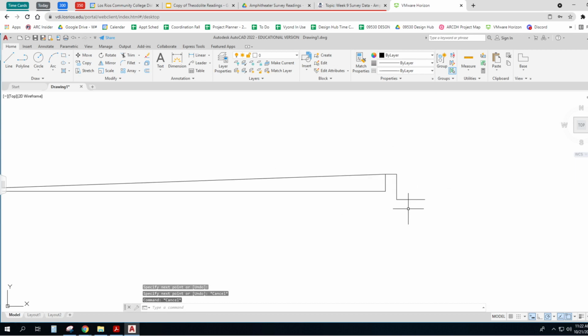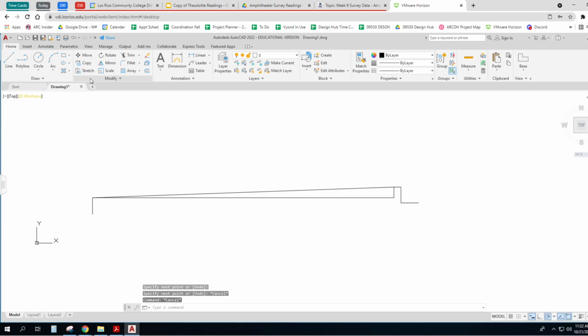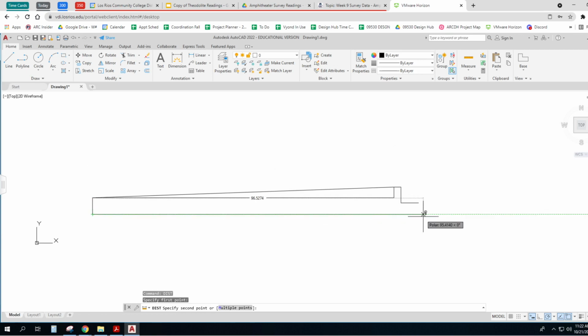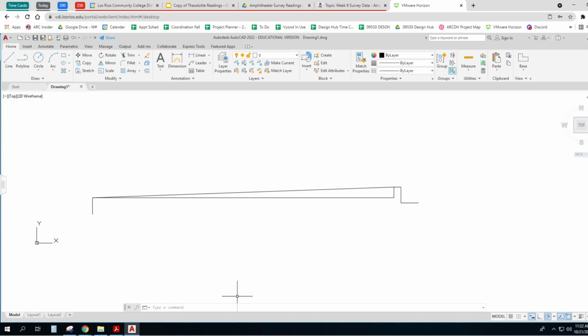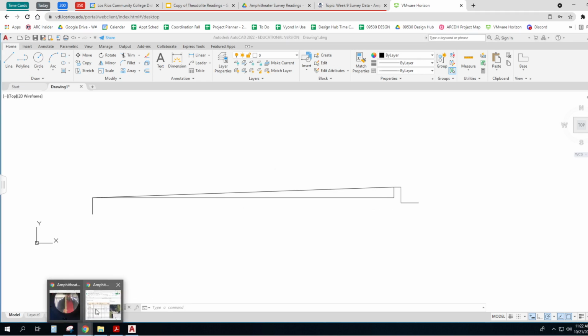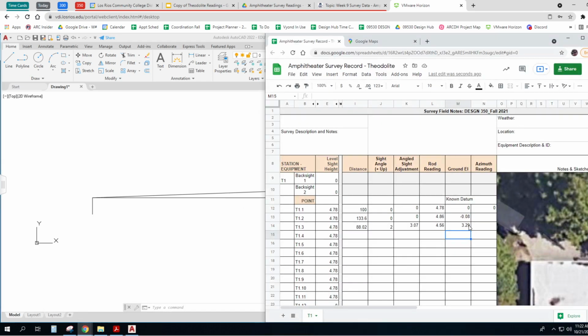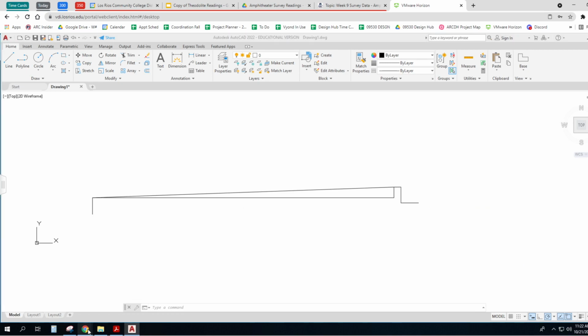That's the ground, right? And so if I do a DIST from my known datum, I get a vertical distance of 3.293, 3.29, and there's that 3. Ah, that is so cool. Oh, I forgot my azimuth readings. Let me go back and get those.